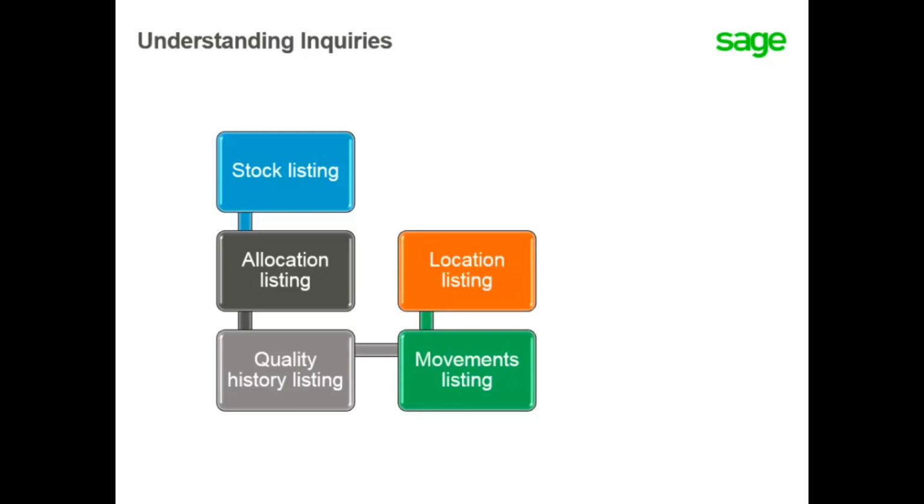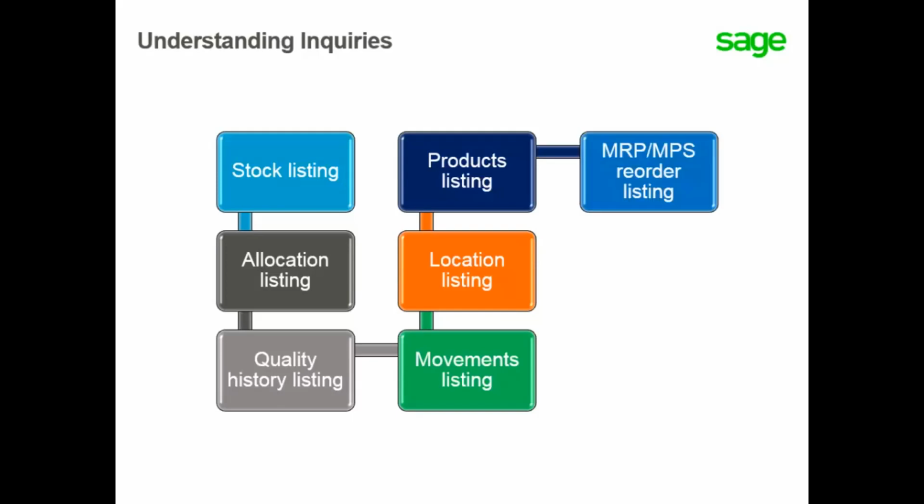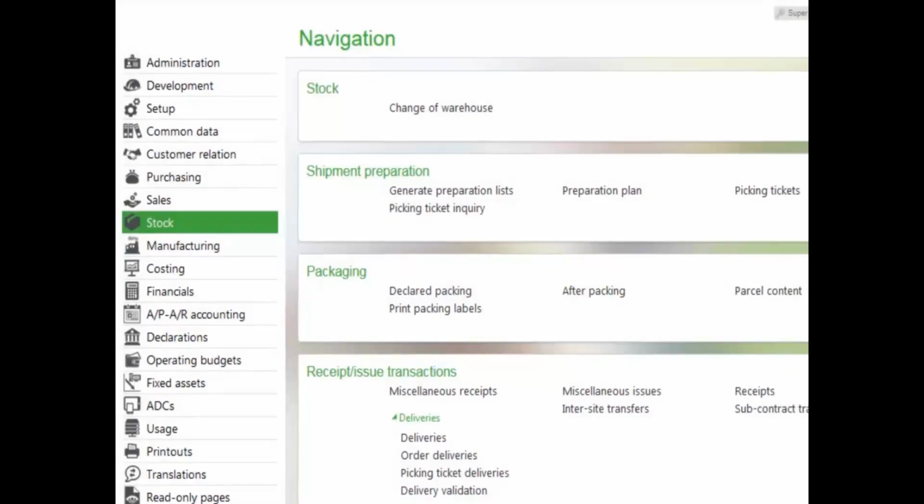There's the location listings, which include inquiry functions providing information regarding locations in a warehouse, including locations that are available, occupied, and products associated with the location. Then there's the product listing, which includes inquiry functions that allow you to view information such as stock being counted, orders currently in process, and stock history. And finally, there's the MRP MPS reorder listing, which includes inquiry functions that allow you to view information for MRP and MPS results. Let's take a look at your stock reports and inquiries, starting off with reports.